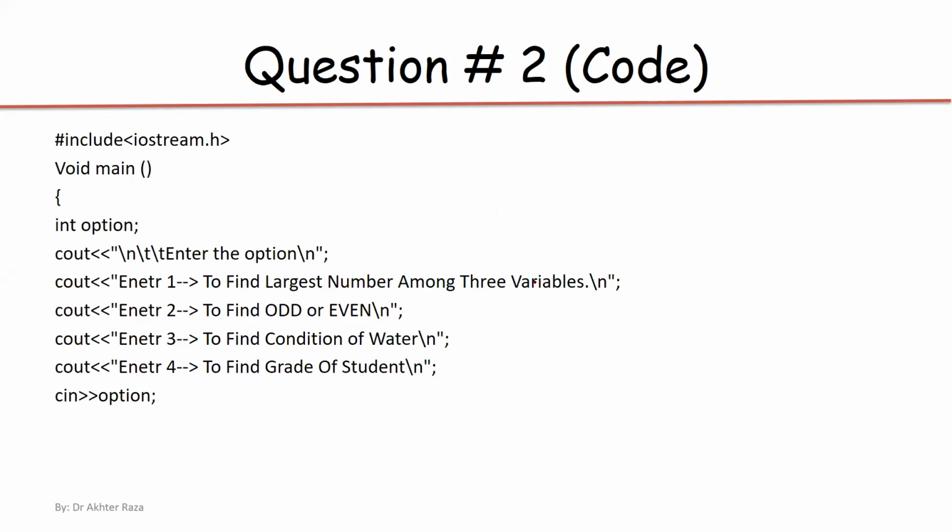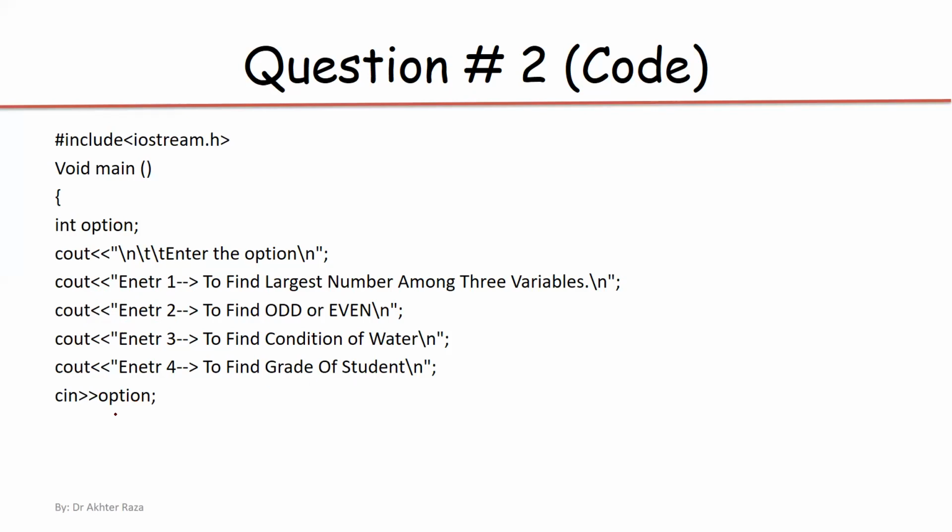This is the menu for question number 2, void main, void option. The user has to give the option. Option is a variable. The menu is printed on the screen. Enter the option, cout. Option 1, what is the meaning of option 1? These are just the print statements.